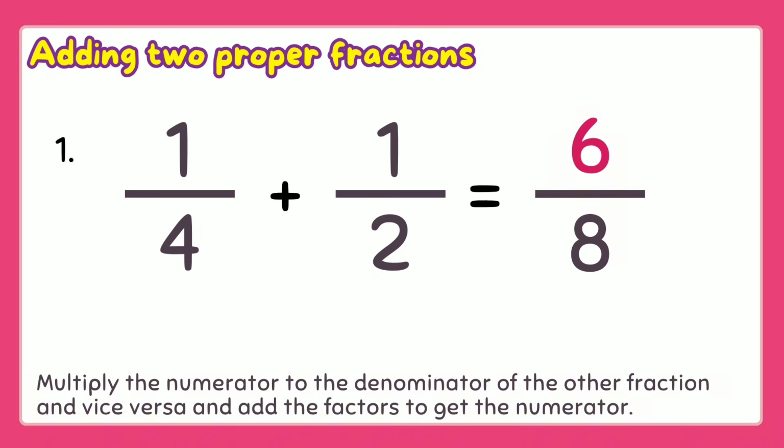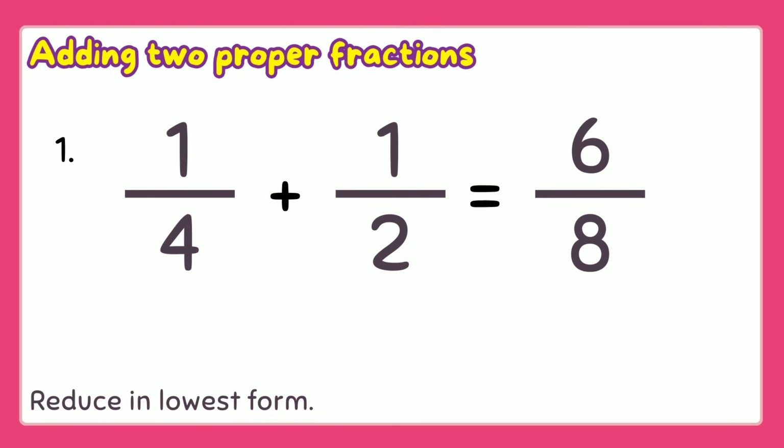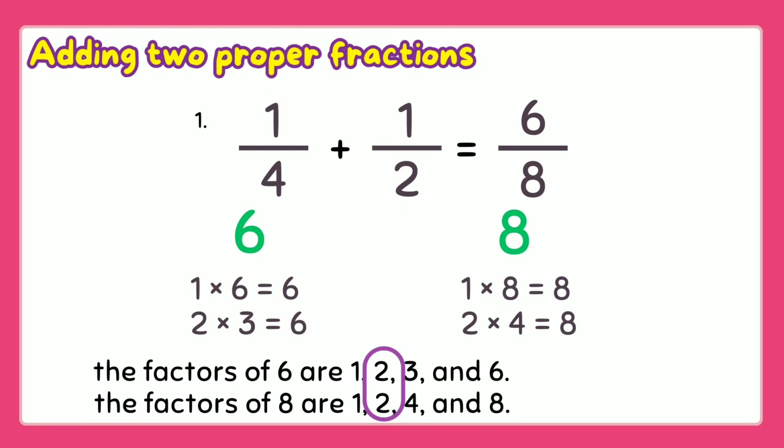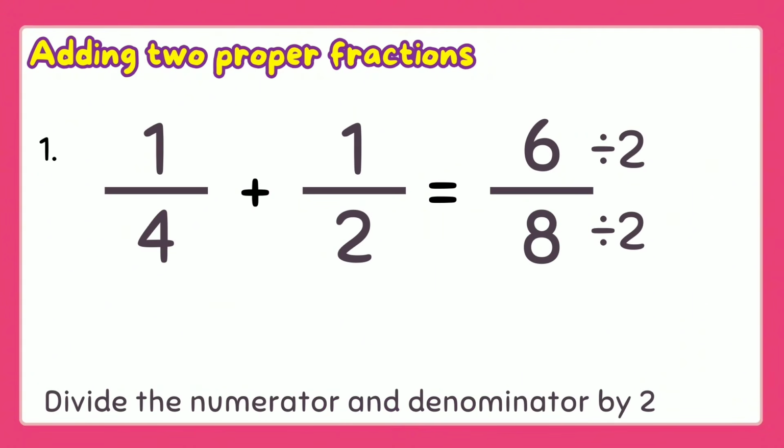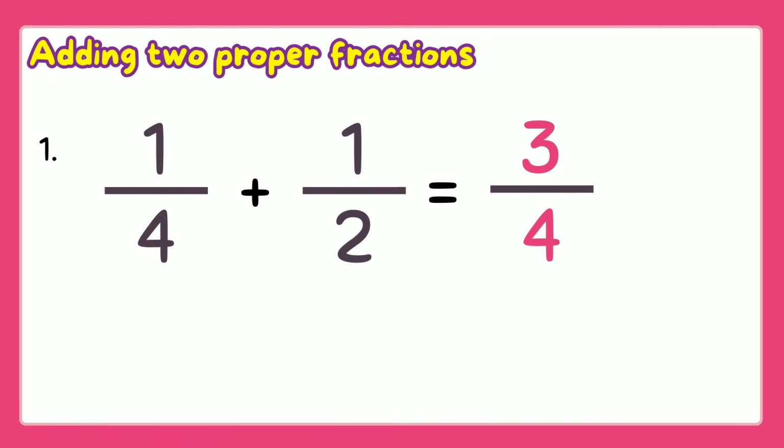The sum is 6/8. But we have to reduce this 6/8 to lowest terms. To reduce 6/8 to lowest terms, we should get the GCF. The factors of 6 are 1, 2, 3, and 6. And the factors of 8 are 1, 2, 4, and 8. And the common factor is 2. So we will divide the numerator and denominator by 2. 6 divided by 2 is 3. And 8 divided by 2 is 4. So the final answer is 3/4.